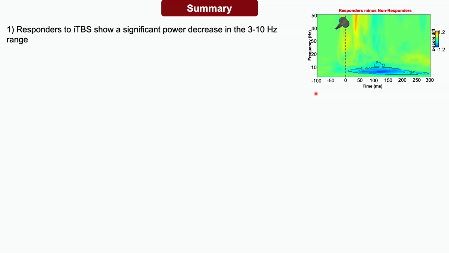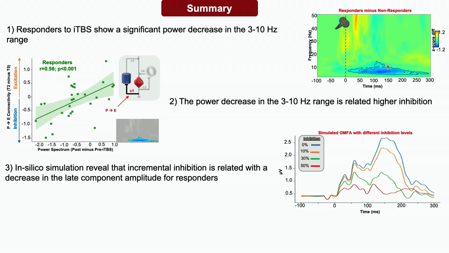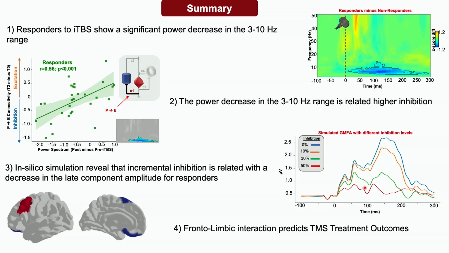With this being said, I'm just going to summarize what I showed you today. First of all, I showed you that, from an empirical point of view, we found a significant power decrease in this frequency range for responders post-treatment. And the amount of these changes was correlated with the amount of inhibition, in a way that the more inhibition, the more the patient was showing this feature. And then I showed you how, with the whole brain model of brain stimulation, we can tweak this parameter in a way that we can resemble features that we can find also in the empirical data. And finally, I showed you that the interaction between the DLPFC and SGC also predicts the treatment responders.